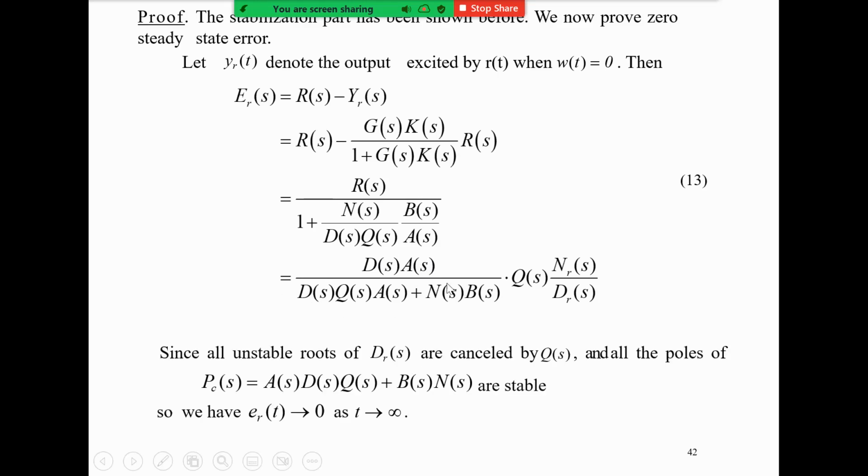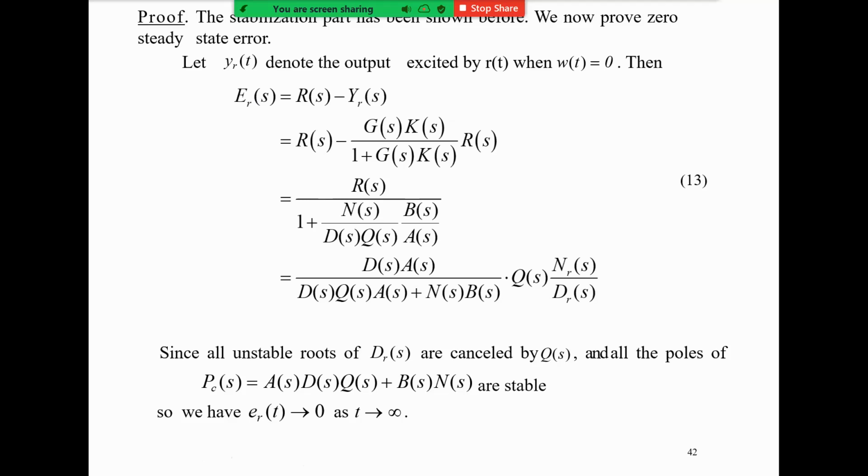You look at this part, because the system is stable, this polynomial, DQ times A plus N times B, is stable. All the factors are stable. Now, we have to deal with this factor. In this denominator D_R, there are some unstable factors inside. We know we want this error signal to go to 0. We have to make those unstable factors disappear in the D_R.